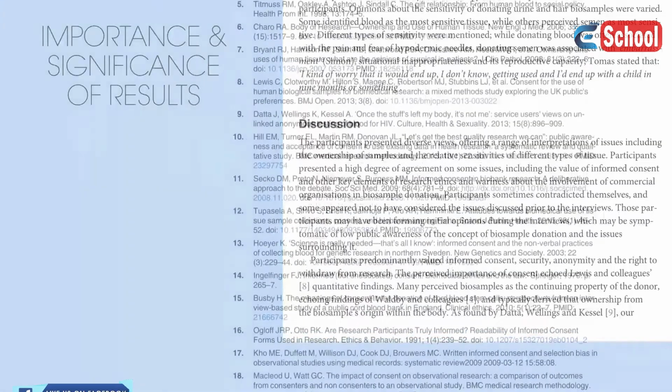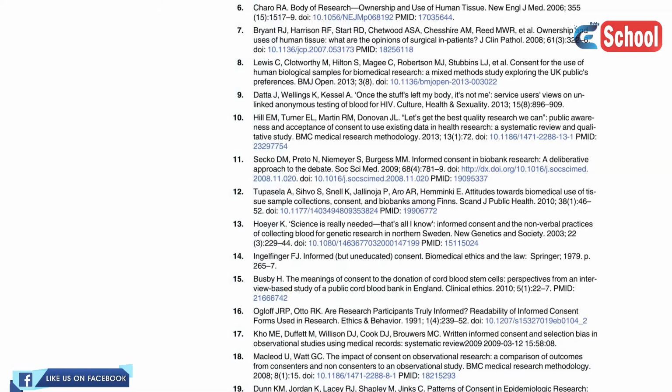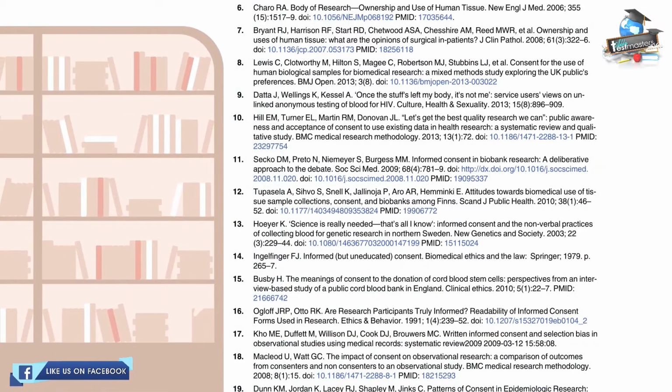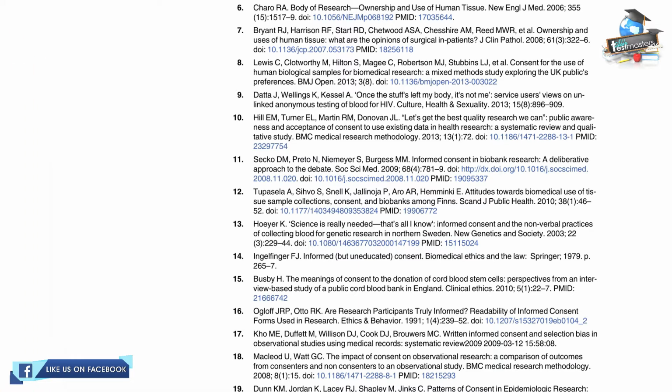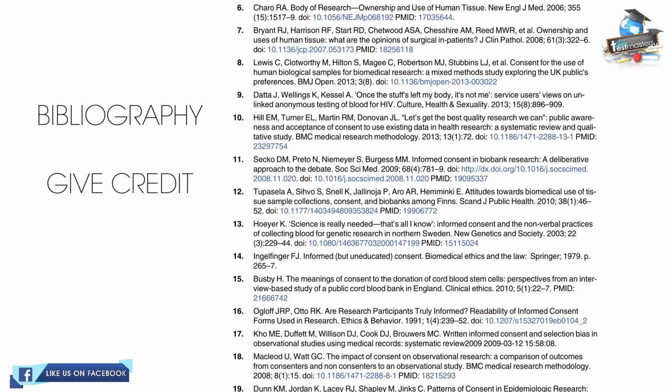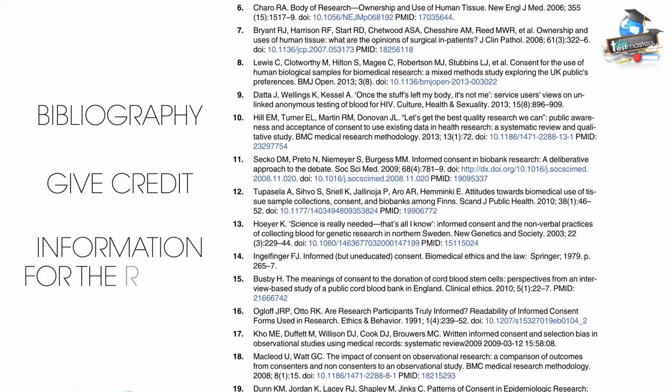Reference list. This is essential to include. It's a list of all the other publications the scientist has read or mentioned in their report. It's also sometimes called the bibliography. It allows the scientist to give credit to others, whose work has influenced their own, and also provides background information for the reader.